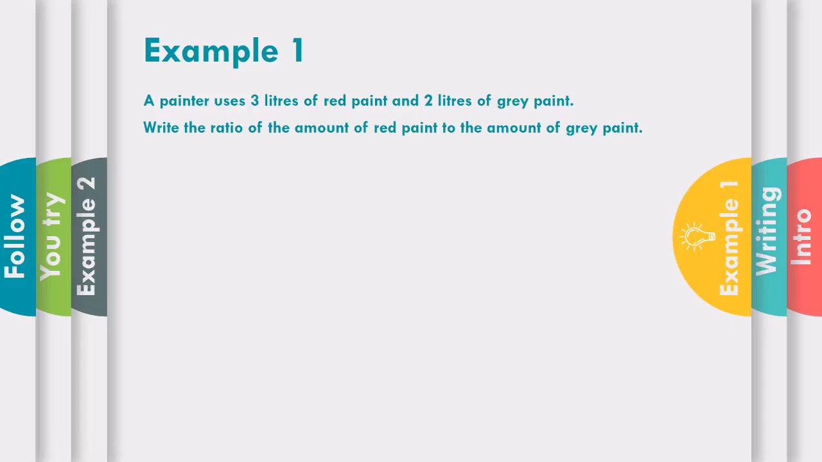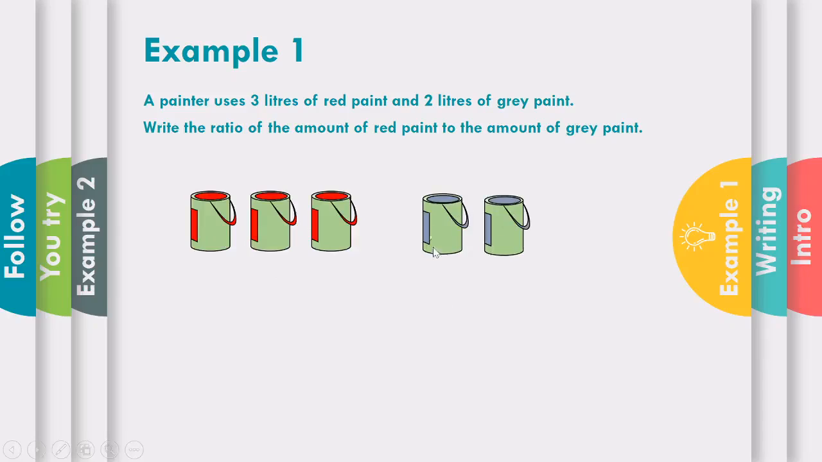Let's look at another example. So we've got a paint that uses 3 litres of red paint and 2 litres of grey paint. Write the ratio of the amount of red paint to the amount of grey paint. Now guys, we can visualize this. We've got 3 litres of red paint to 2 litres of grey paint. So if I'm writing my ratio of red to grey, I've got 3 red to 2 grey, 3 litres to 2 litres, but we don't include those units in our answer. We've just got a ratio of 3 to 2.